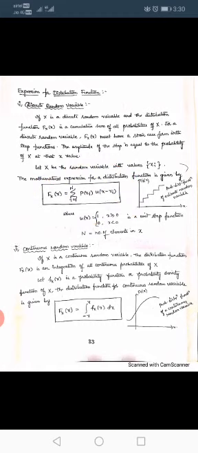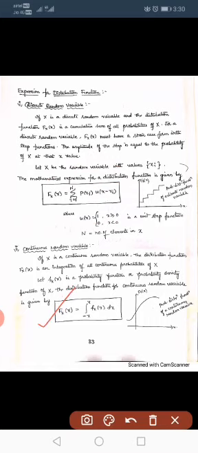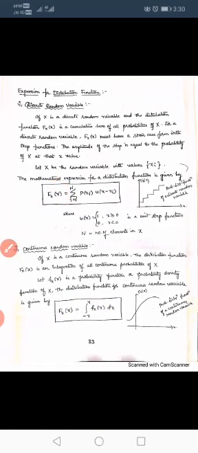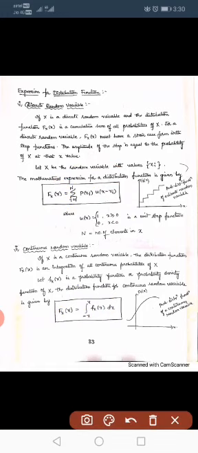For a continuous random variable, this is the distribution function: FX(x) equal to integral from minus infinity to x of fX(x). This is called the density function. So remember, the distribution function is represented by capital FX(x) and the density function is represented by small fX(x). For a discrete random variable, the distribution function is a stair-step waveform, and for a continuous random variable, the distribution function is a continuous function.